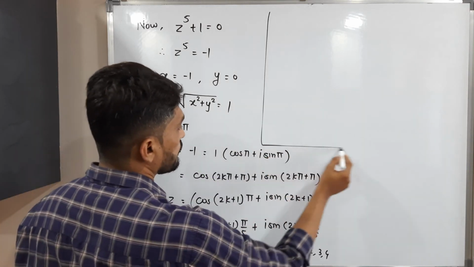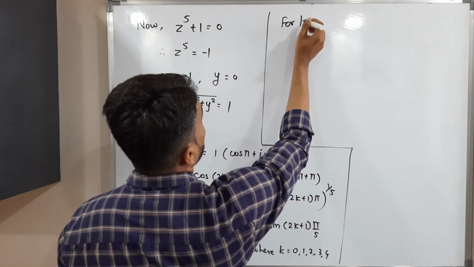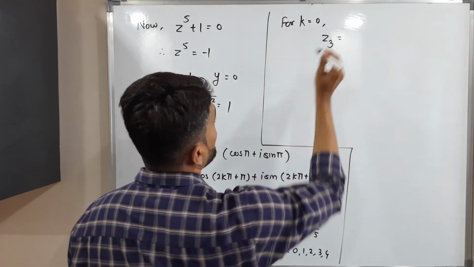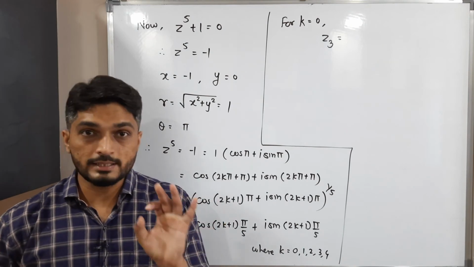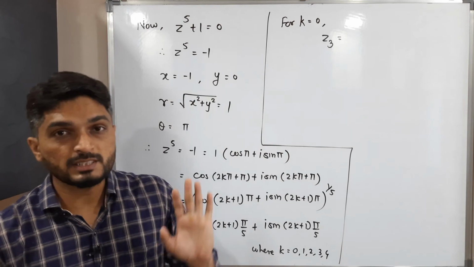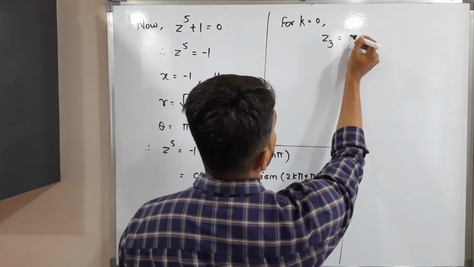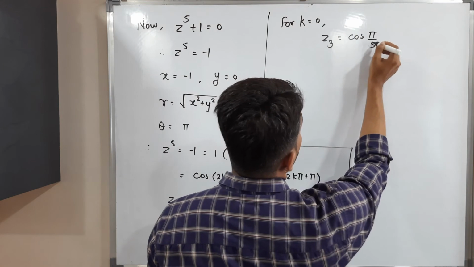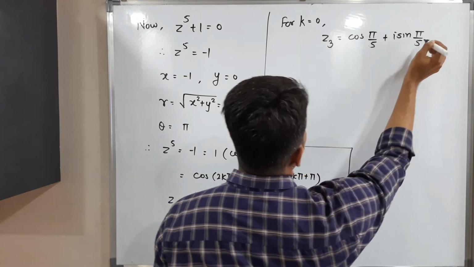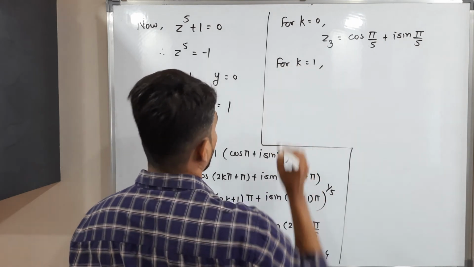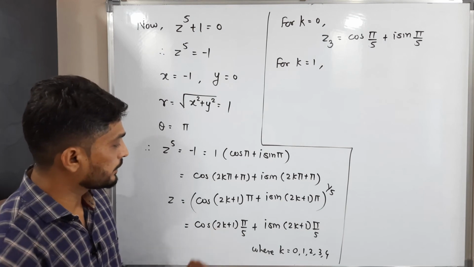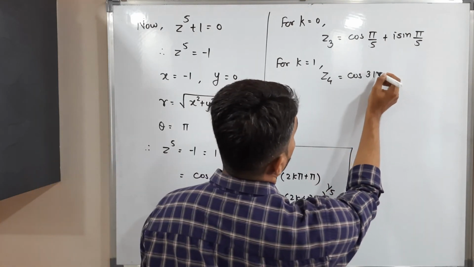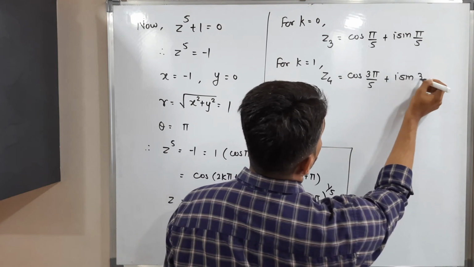So let us put k equal to 0 first. Let me write it here. For k equal to 0, I am calling it Z3, sorry, Z3, since Z0, Z1 and Z2, these 3 roots we already got from the previous equation. So I am starting from Z3. Putting k equal to 0, we will have cos pi by 5 plus i sin pi by 5. Let us take k equal to 1 now. Then z4 is equal to cos 3 pi by 5 plus i sin 3 pi by 5.